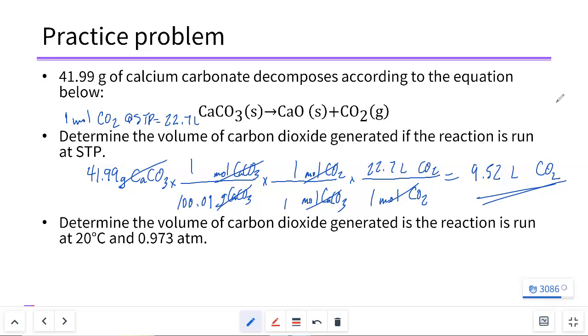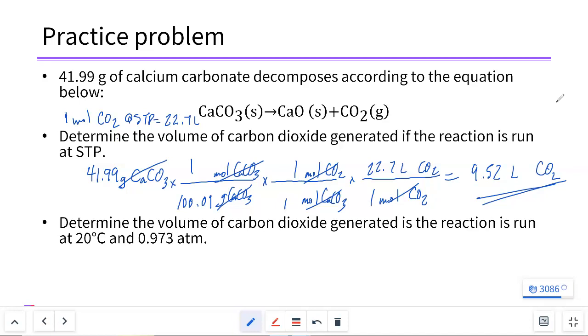So if I'm at STP, this is all I need to do. That's all I need to do. Just integrate Avogadro's law as the last step. Or if I'm starting with a gas, integrate Avogadro's law as the first step, the first conversion to get me from liters to moles. And then I just do stoichiometry like I've done stoichiometry all semester long.